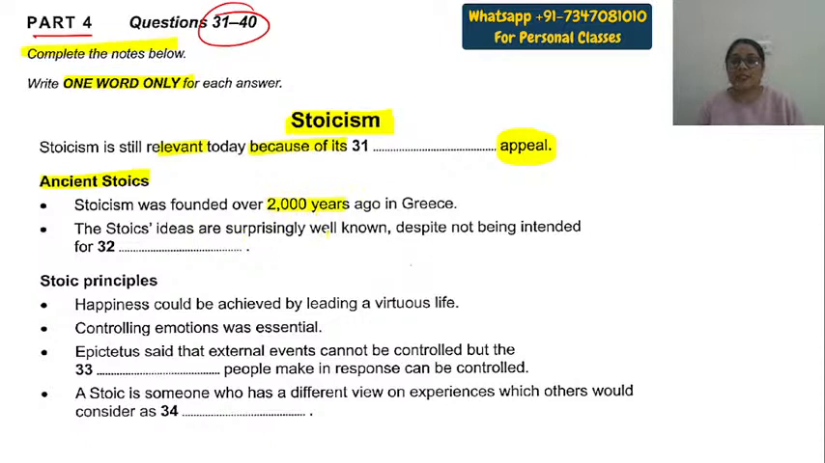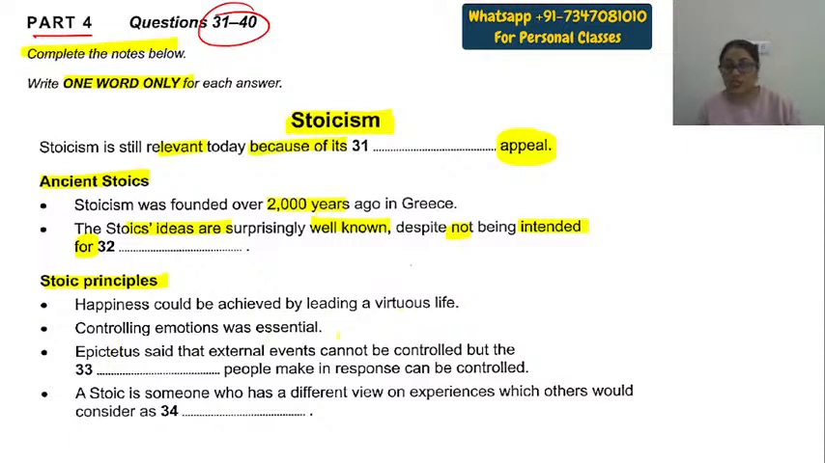The Stoics' ideas are surprisingly well known. उनके ideas well known होते हैं, जाने जाते हैं, despite not being intended. क्या चीज़ के लिए वो नहीं होते? So you have to listen. Not being intended for dash. Stoic principles: happiness could be achieved by leading a virtuous life.